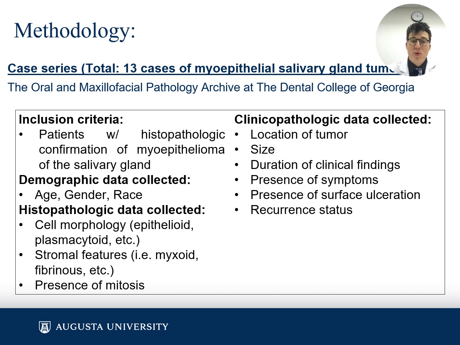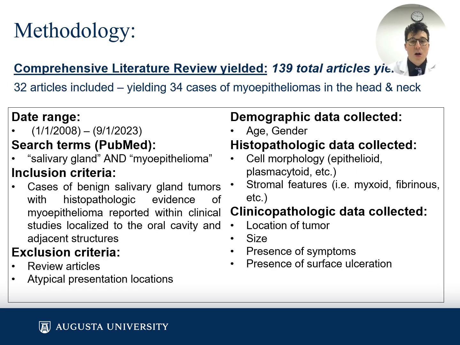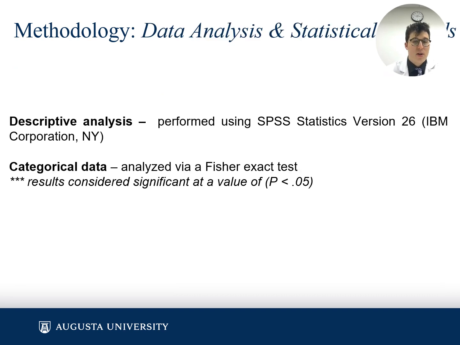With regards to our case series, we pulled 13 total cases of myoepithelial salivary gland tumors from the DCG oral and maxillofacial pathology archive. 4 are malignant myoepithelial carcinomas included for comparison's sake, and the other 9 are benign myoepitheliomas. Our comprehensive literature review yielded 139 total articles scraped from PubMed using the relevant search terms between 2008 and 2023. After imposing our inclusion-exclusion criteria, we settled on 32 articles yielding 34 total cases of myoepithelioma in the head and neck region. So, our data analysis and our statistical methods.